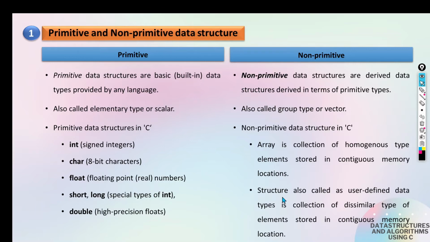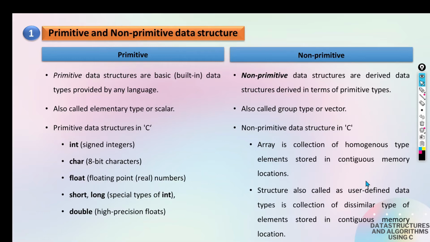Structure, which is provided by C, is very much like an array. It is also called a user-defined data type. But the basic difference is that here it is a collection of dissimilar types, but all of them are related to each other. They have some logical connection with each other. But according to storage mechanism, they are also stored in continuous memory. They are also a group type, or you can call it a non-primitive type or derived type. So I hope this classification is clear.